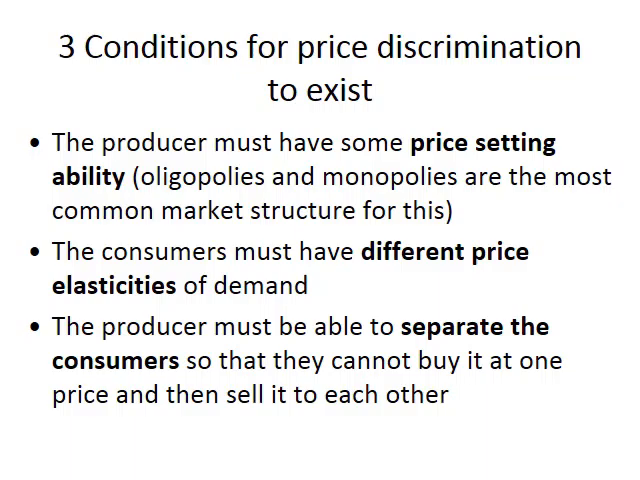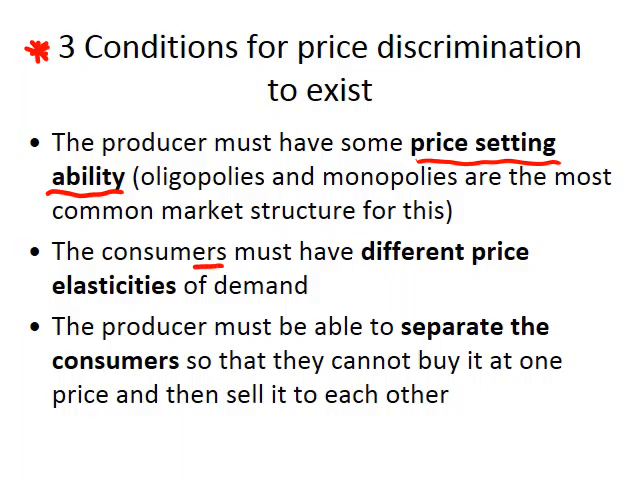So three conditions have to exist for price discrimination. It's important that you remember all three. So first of all, the producer must have some kind of price setting ability, because if it was perfect competition, we know that all the firms are charging the market price. They don't charge more because people will go elsewhere. They don't charge less because they can sell as much as they want at the market price. So oligopolies and monopolies are the most common market structure for this.